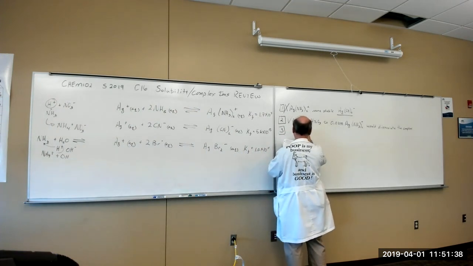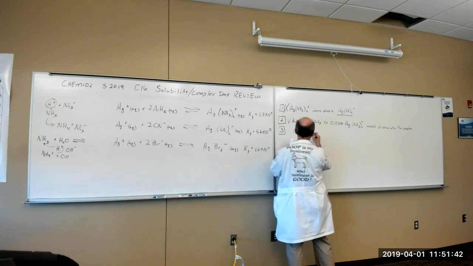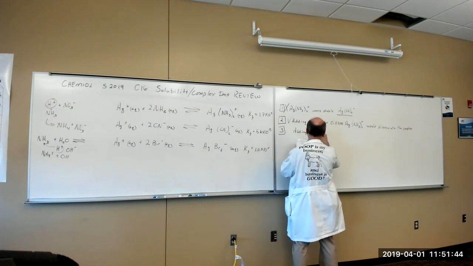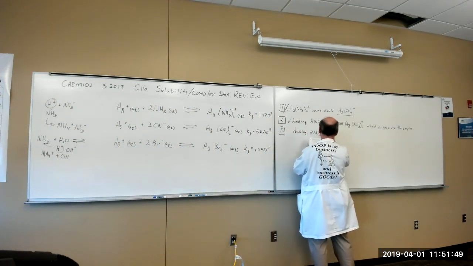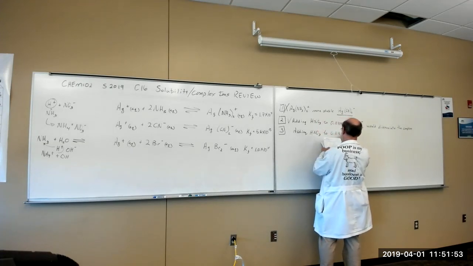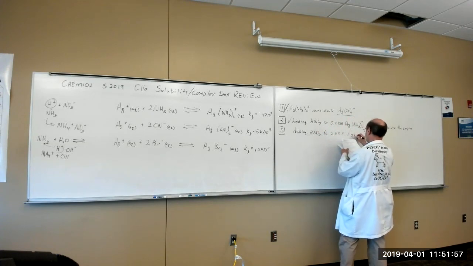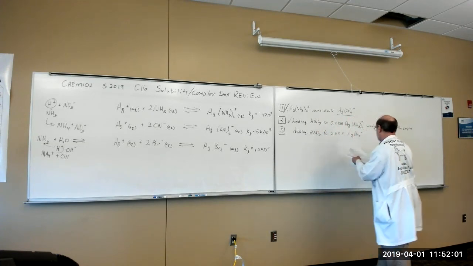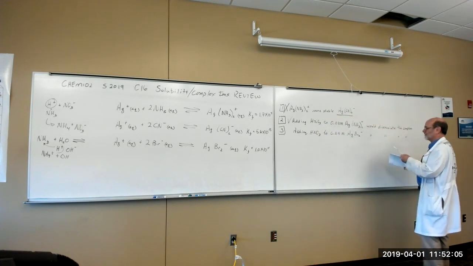Three, adding HNO3 to 0.010 molar. Maybe that's something from chemistry 1 that just didn't stick with me, that basic part right there. I don't know.